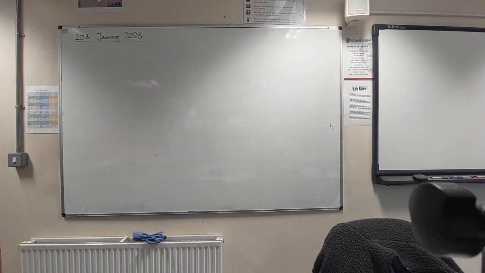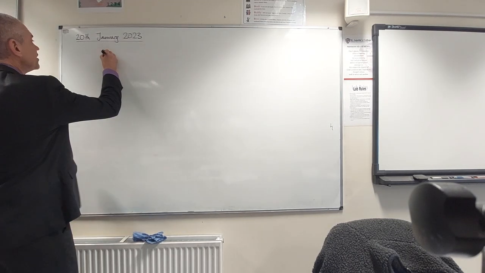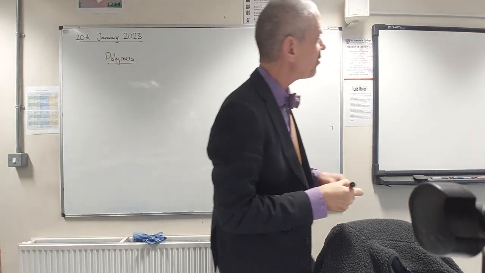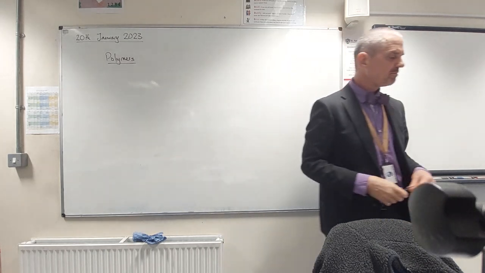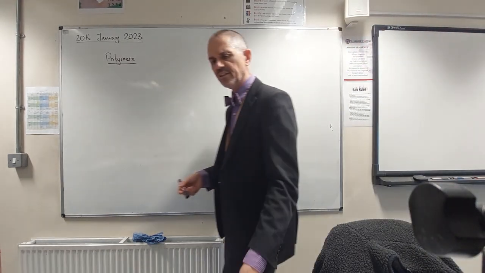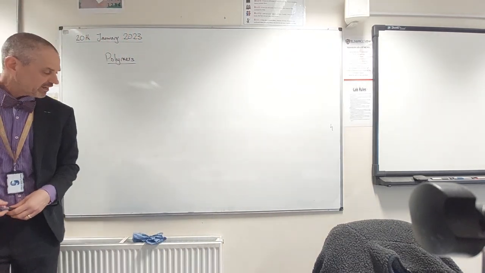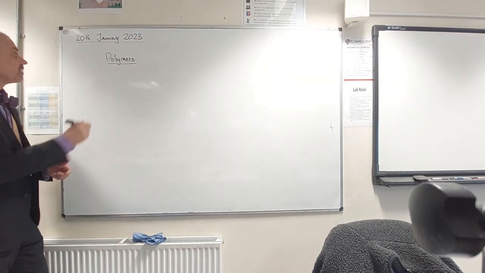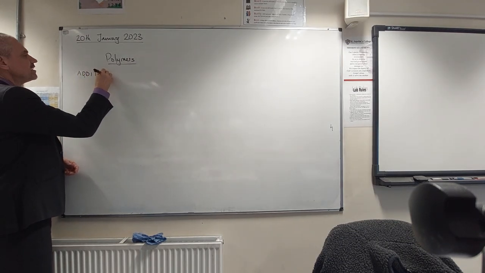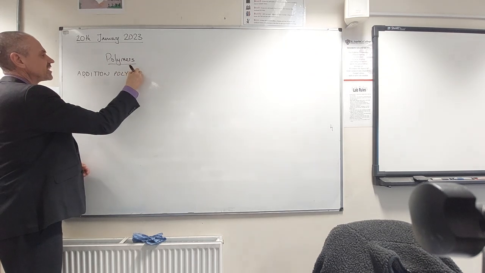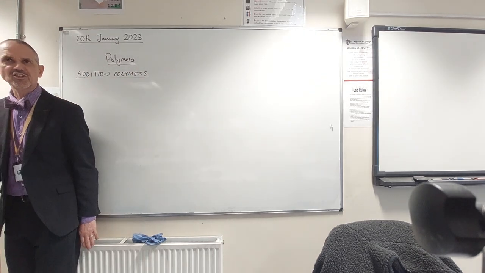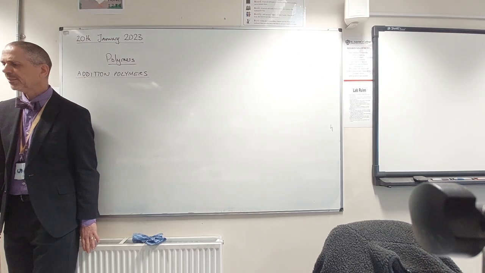We are recording. So I'd like to do a bit on polymers. I'm not going to spend very long on this, probably about 20 minutes, because you've done polymers before, you should have done it in the alkenes topic last year. So there's two types of polymers, addition polymers and condensation polymers. The addition polymers are the ones that you should have done last year, so we'll just recap those quickly.